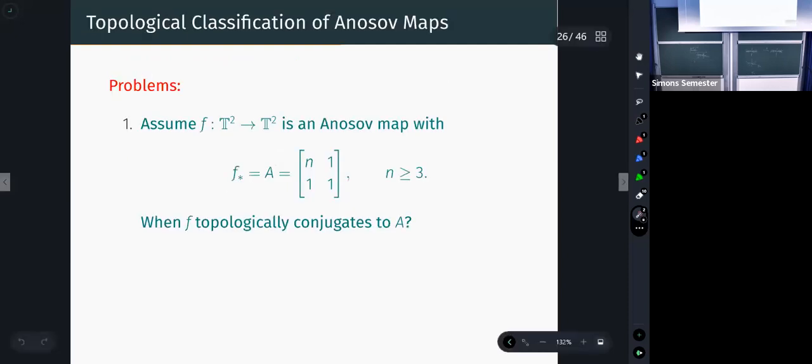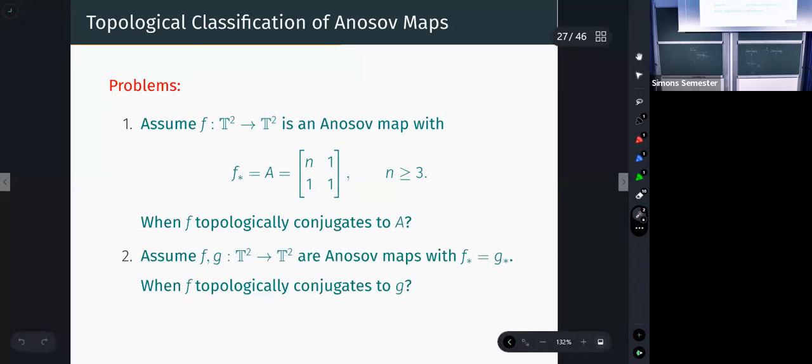Okay, so we have some main problems. We have an Anosov map whose linear part is N111. And the question is when we have the topological conjugacy to its linear part. That's a natural question, right? Moreover, when two Anosov maps on the two torus are homotopic with the same linear part, when are they topologically conjugate? It would be quite natural to ask these things because we already know everything for Anosov diffeomorphisms on the torus. We know everything, but for Anosov maps.